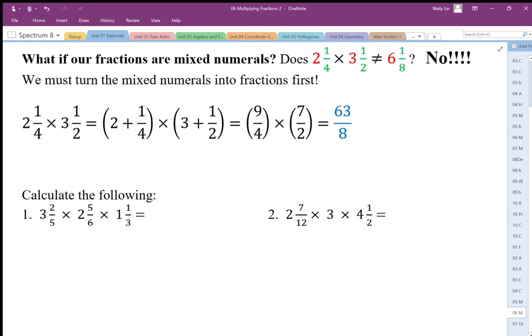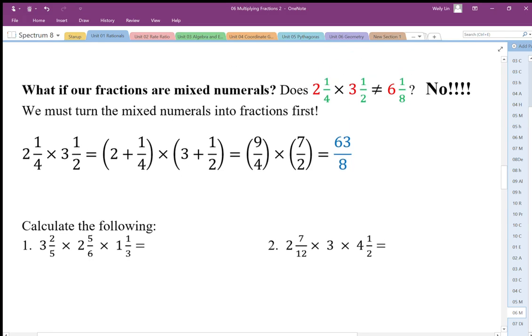So what do we do when we have mixed numbers? Okay, so if we have 2 1/4 times 3 1/2, I have these two fractions here. So these two parts, 2 plus 1/4 times 3 plus 1/2. I can put it into improper fractions and multiply. So that's the way we want to do it.